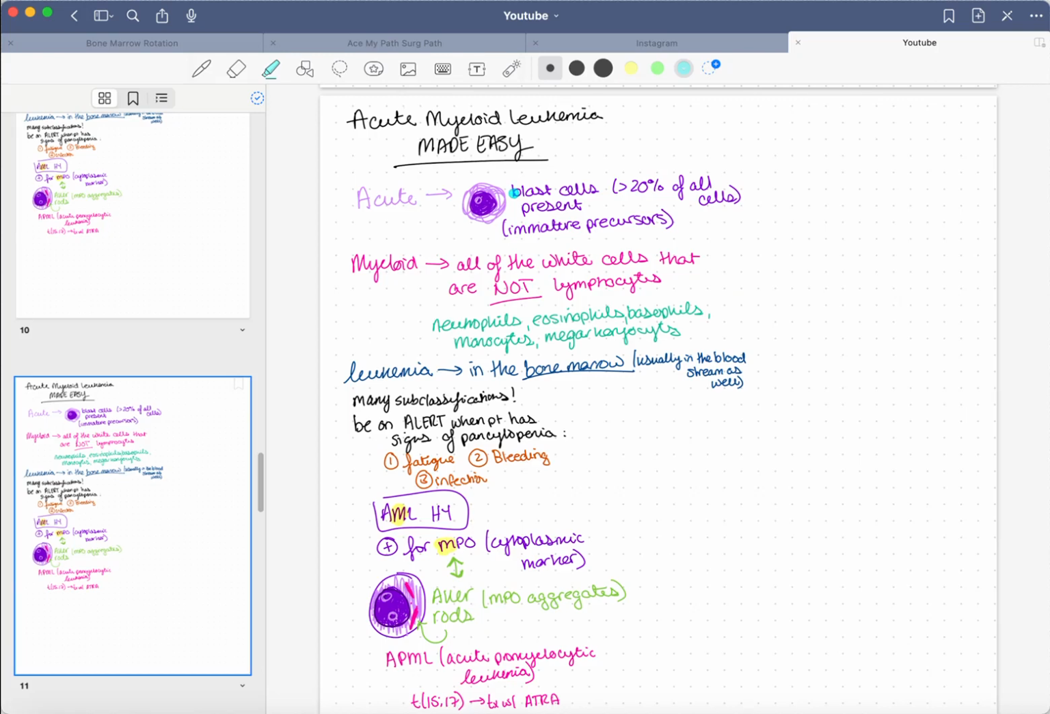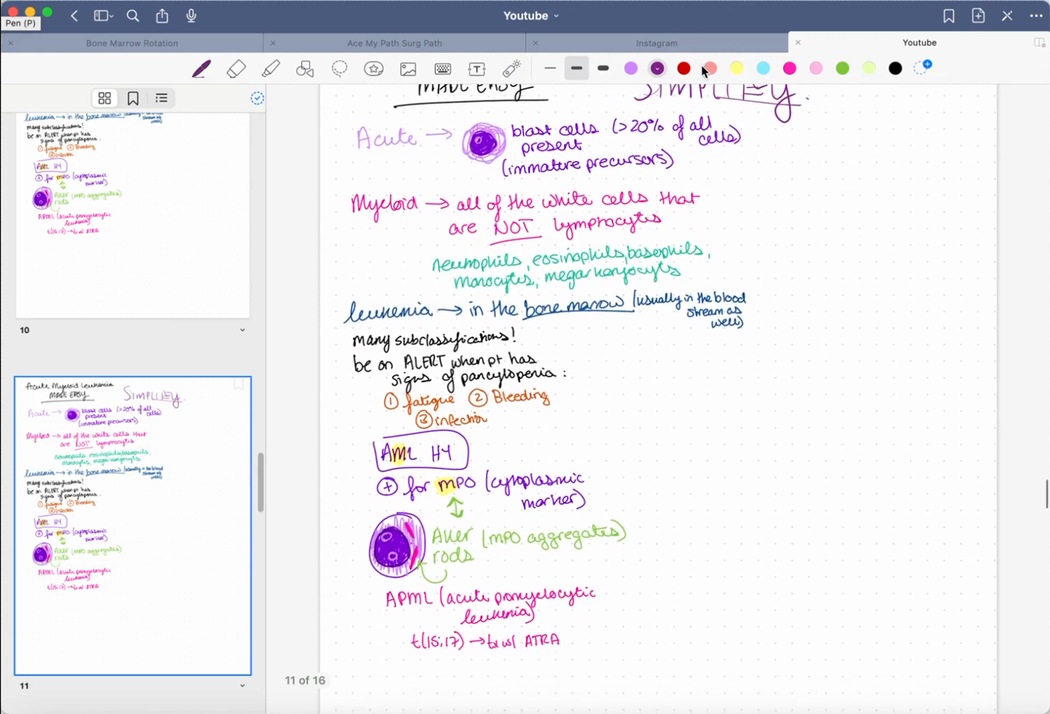Everybody, in this video I'm going to make acute myeloid leukemia very easy and very digestible for your USMLE exams. So when we think about leukemias, they can be very confusing. Oftentimes students get mixed up with concepts, and so I think the best thing that you can do for yourself is to really simplify all of the ways that you think about all of the different parts of the disease.